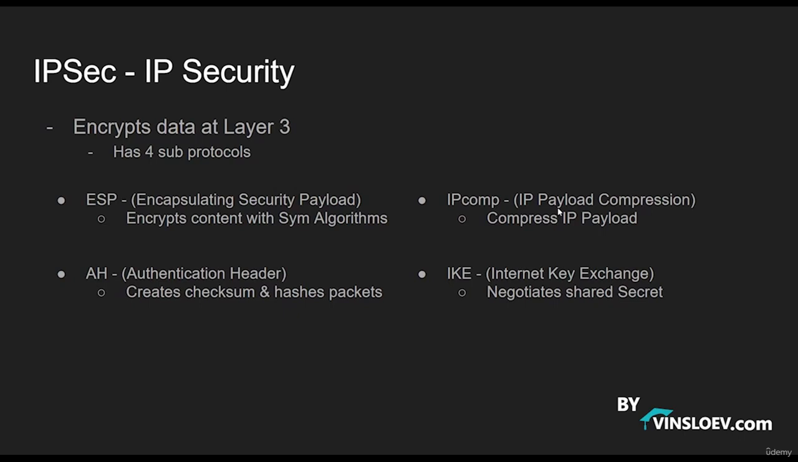And then we have the last protocol, which is the IKE, Internet Key Exchange, and that is the protocol that negotiates the shared secret between us and the receiver. So as I said in the ESP, the encapsulating security payload, we need to negotiate some shared secret in order for us to be able to encrypt it in one end and for the receiver to decrypt it in the other. So we need to have some common knowledge in order for this to work. So this is basically the 4 sub-protocols that IPsec uses.